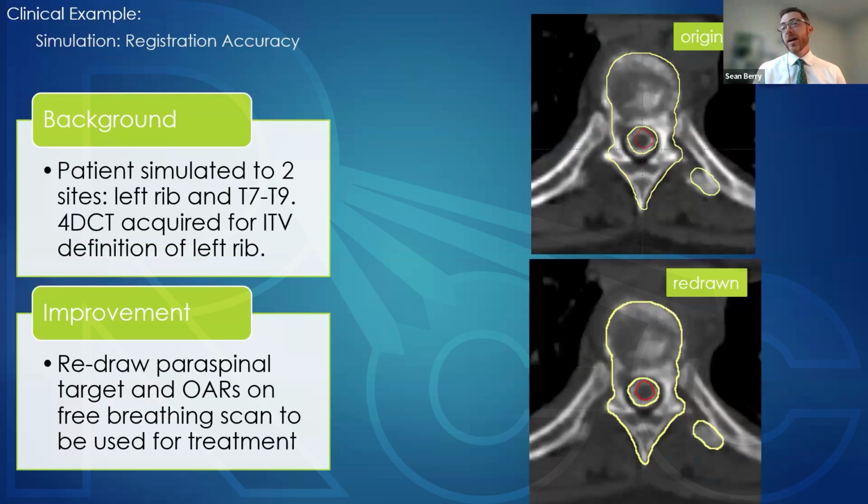So what they had to do is they had to redraw the contours clearly, or maybe they could have dragged them over depending on how your planning system works, but they had to be fixed.